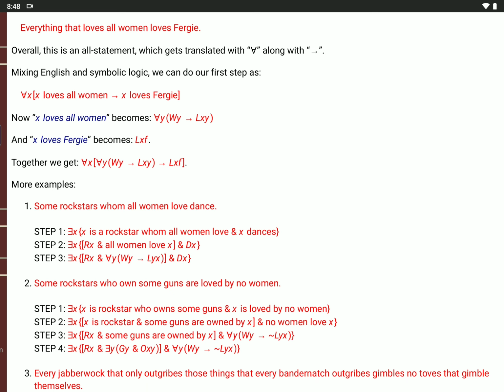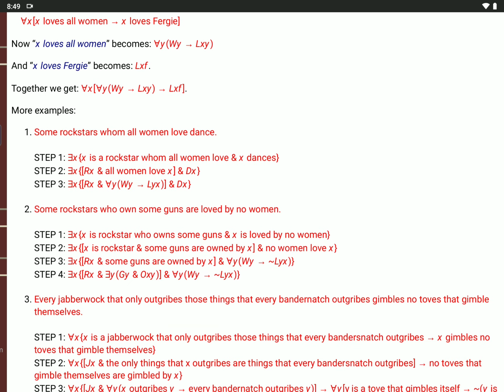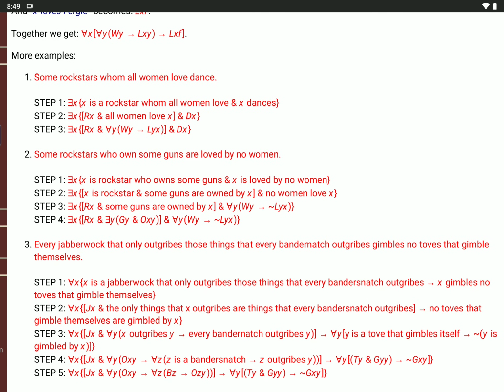And that's basically how I translate anything that involves this kind of complicated restrictive clause that involves a quantifier. I would do it in steps. So I have 3 examples here of increasing complexity. The last one is almost there just to be silly. I would never give you something like that on an exam, but something like this first one might come up. Some rock stars whom all women love dance.